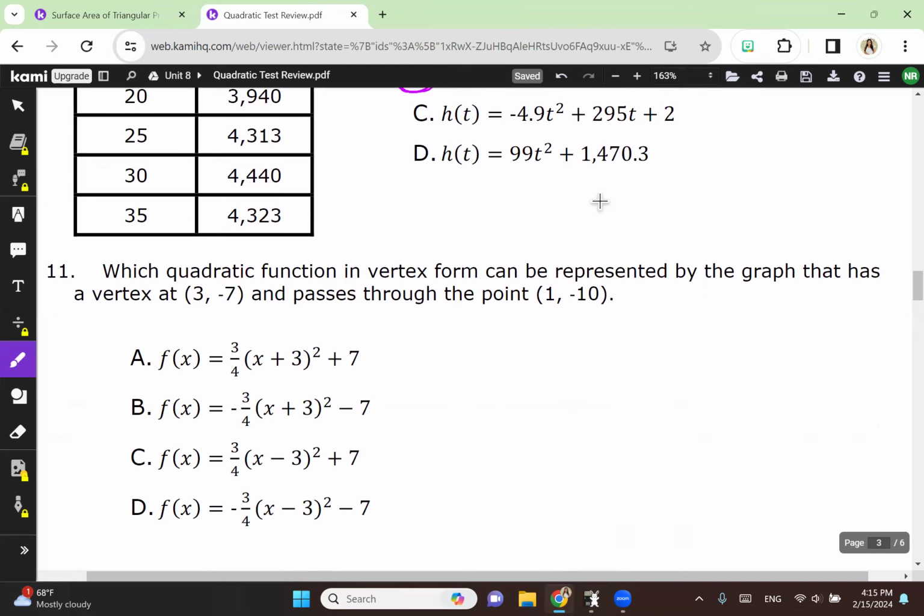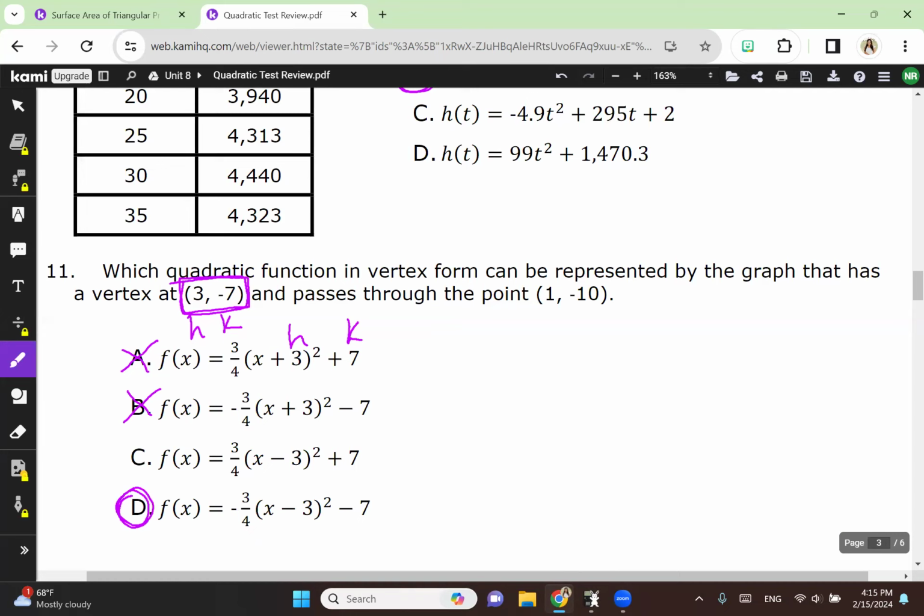With this one, put it into vertex form first. That's your H and K. H goes here, K goes here. Now, because 3 is positive, it's going to remain as a minus sign. So these two are automatically out. After that, then you pick -7.